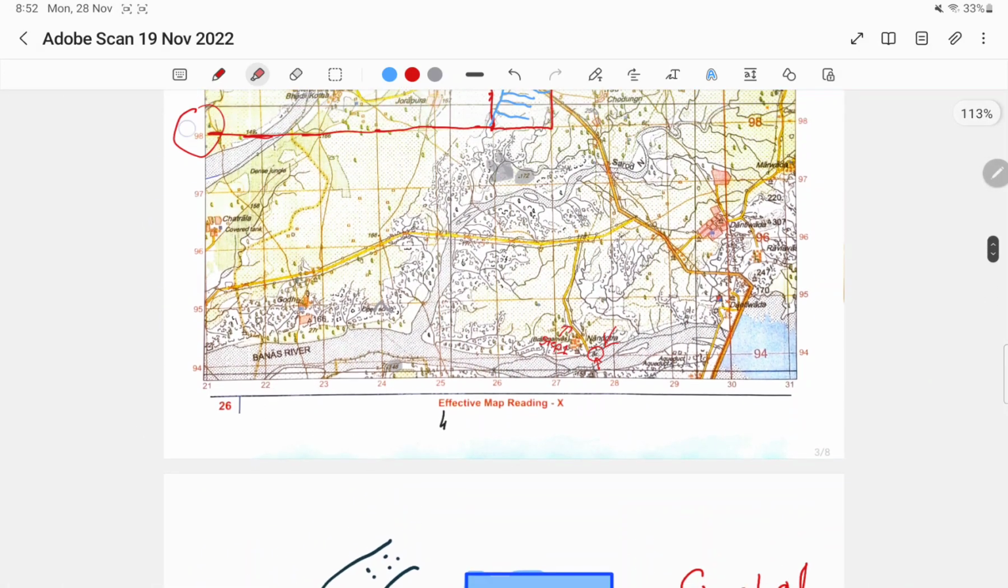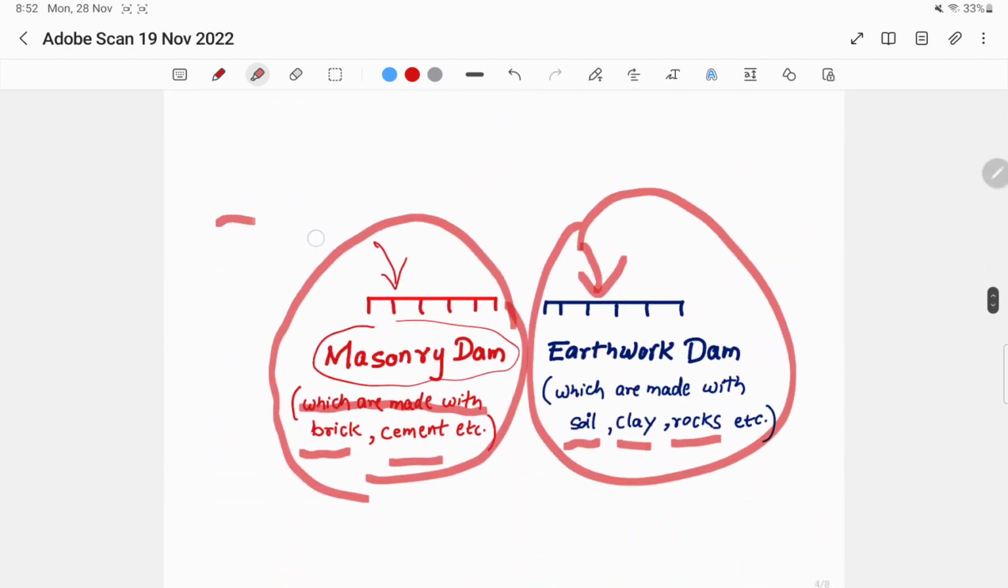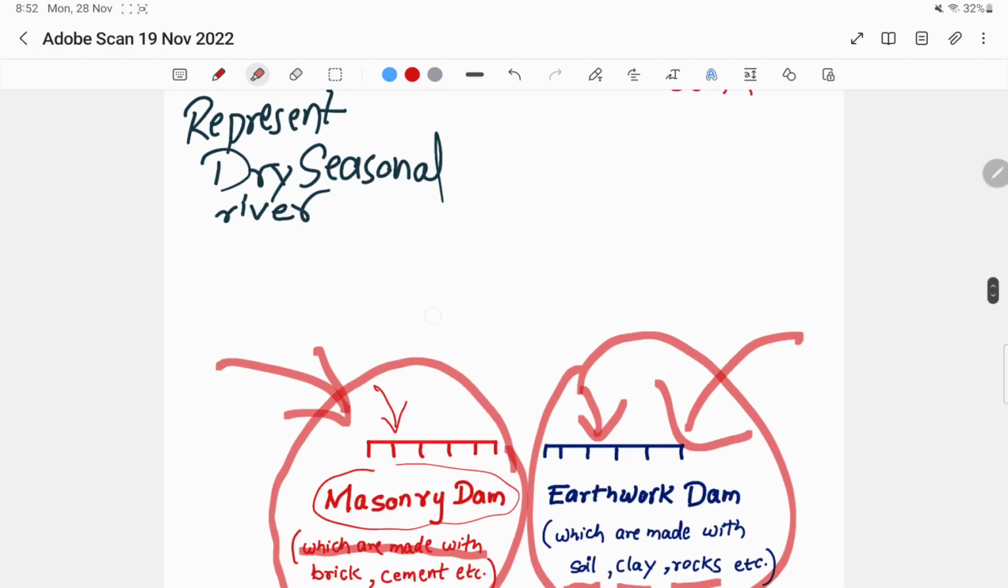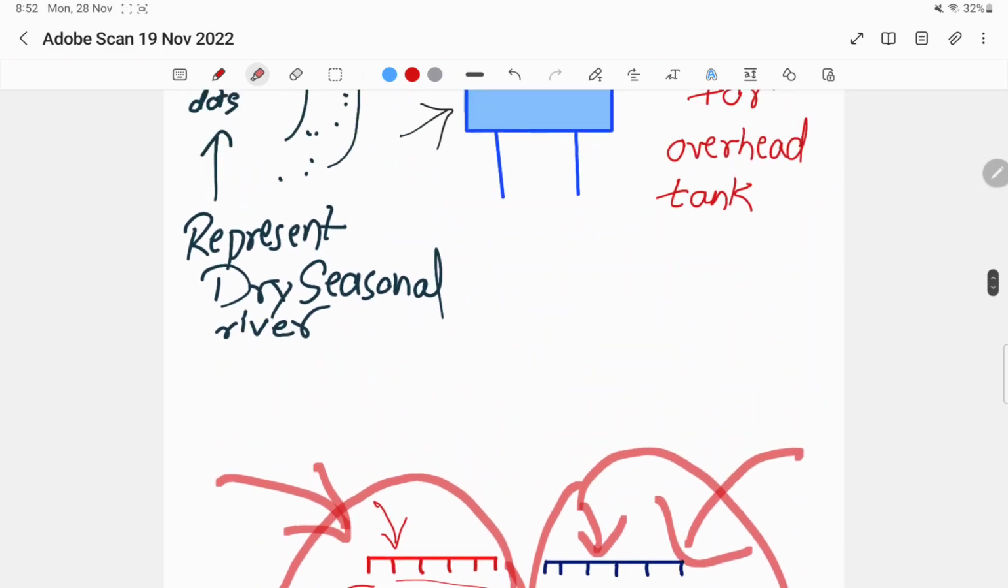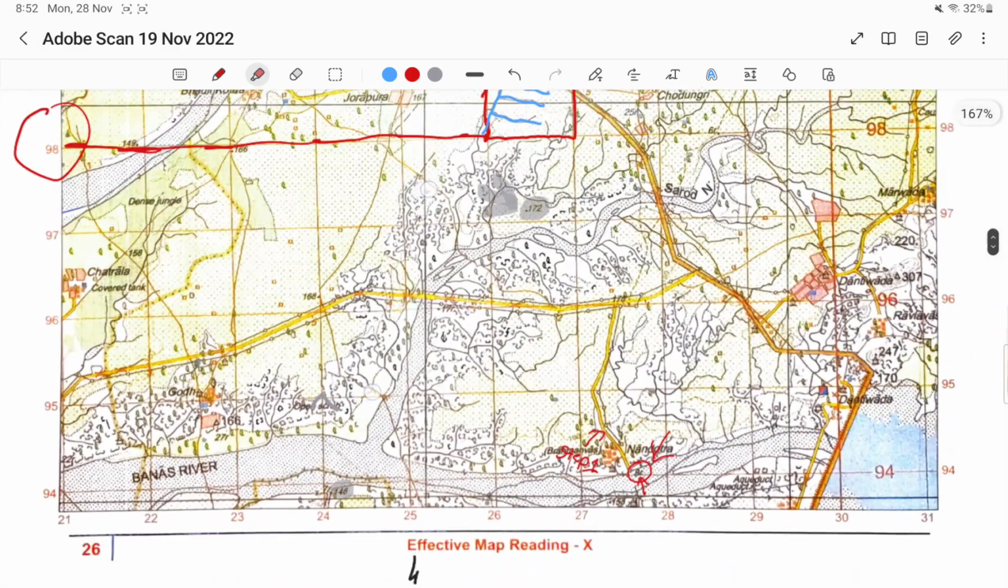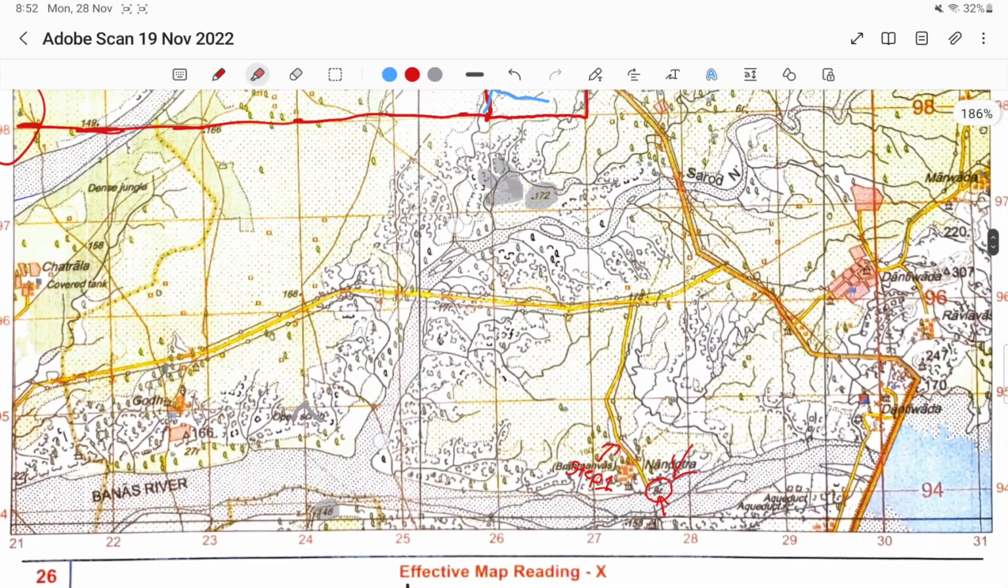Now let's spot these two. I'll just repeat it for you. One you will find in red color, and the next one you will find in blue color, the earthwork dam. So let's search for these two dams.